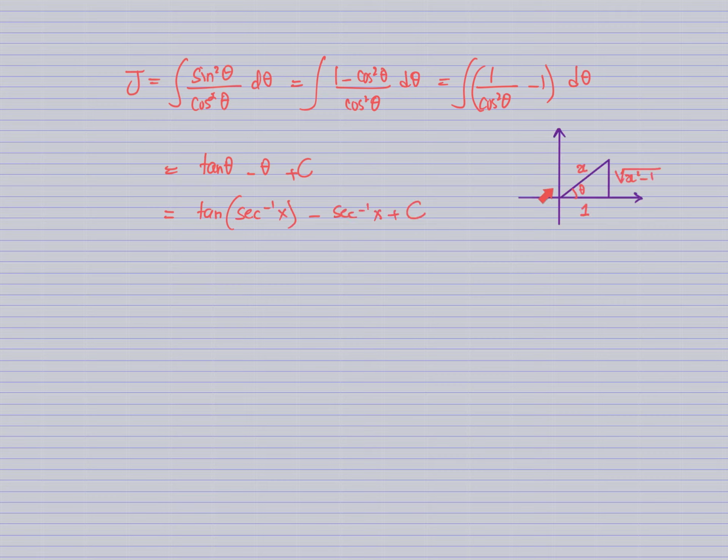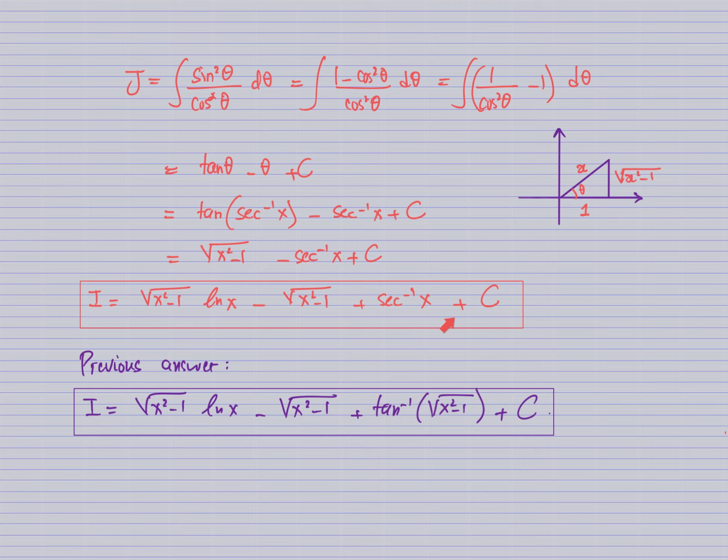Finally, using a right angled triangle showing a real number theta whose secant is equal to x, we deduce that tangent theta is square root of x squared minus 1. So J becomes, and therefore the final answer for the integral I is I equals square root of x squared minus 1 times ln x minus J, so minus square root of x squared minus 1 plus secant inverse of x plus a constant c.